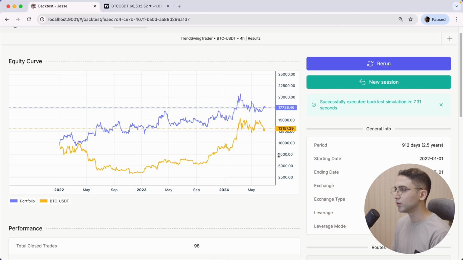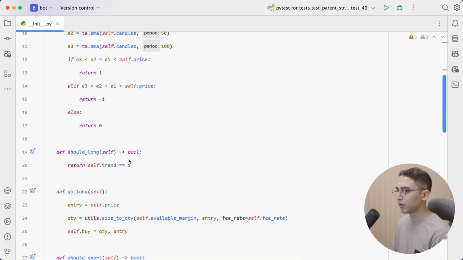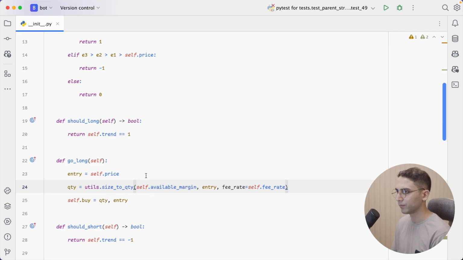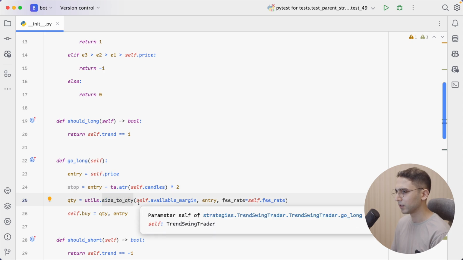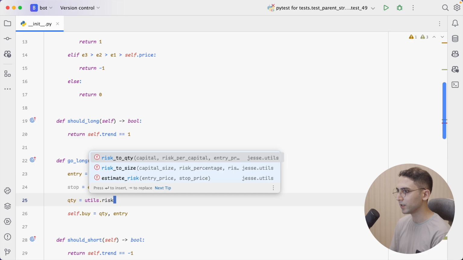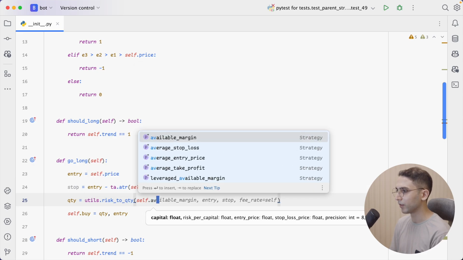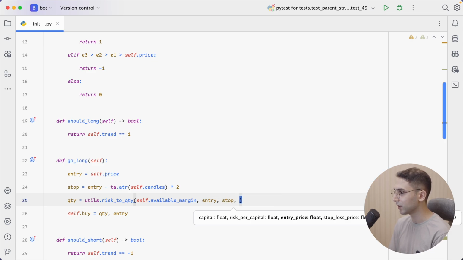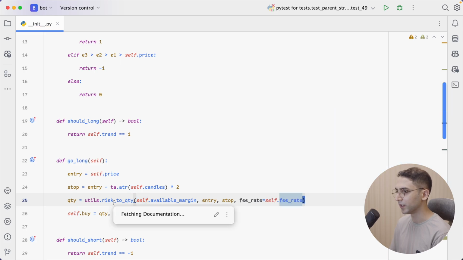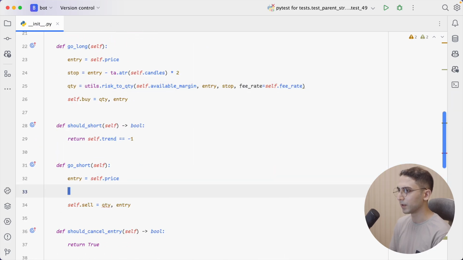So the first thing I'm going to do is what I always do for my position sizing, because right now we are using our entire capital for every single trade, and that's never good. So I'm going to go back to my source code, and in my go long method, first I will calculate my stop price right here, and it's going to be the entry minus 2 times the ATR. And instead of using this function, I will use risk to quantity. As for the first one, I will pass my available margin. The entry will be the current price. Then I will pass the stop price as a third argument. And the fee rate is going to be my current fee.